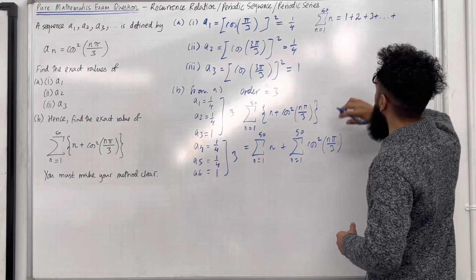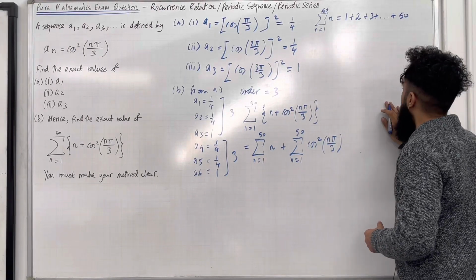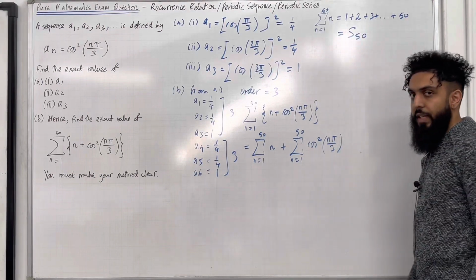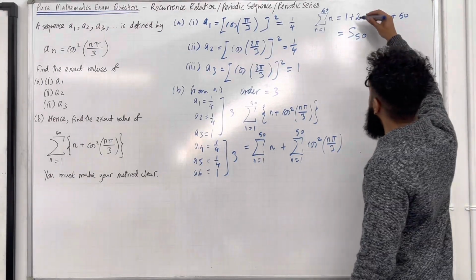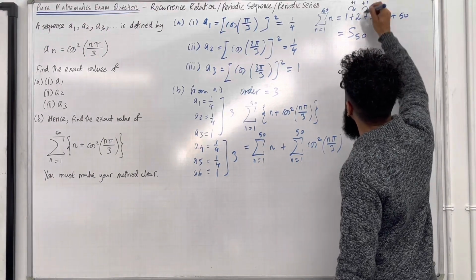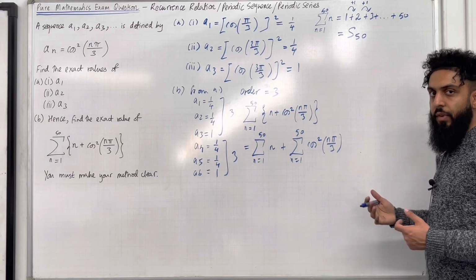If I substitute n equal 50, I get 50. So this over here is the sum of the first 50 terms of the series. Over here, we notice that we have a common difference. Each time we're adding 1. So it is an arithmetic series.